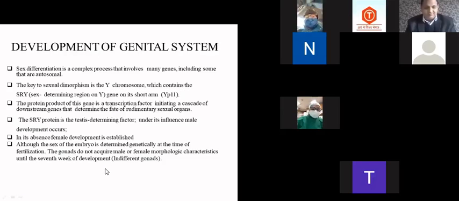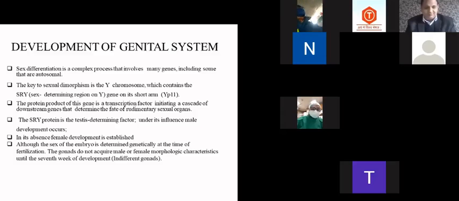The development of the genital system. Now we have discussed the development of the urinary system. Now we are coming to the development of the genital system. Sex differentiation is a complex process that involves many genes, including some that are autosomal. But the key gene to sexual dimorphism is on the Y chromosome, which contains SRY, the sex determining region on the short arm of the Y chromosome. The protein product of this gene is a transcription factor that initiates a cascade of downstream genes that determine the fate of the rudimentary sexual organs.